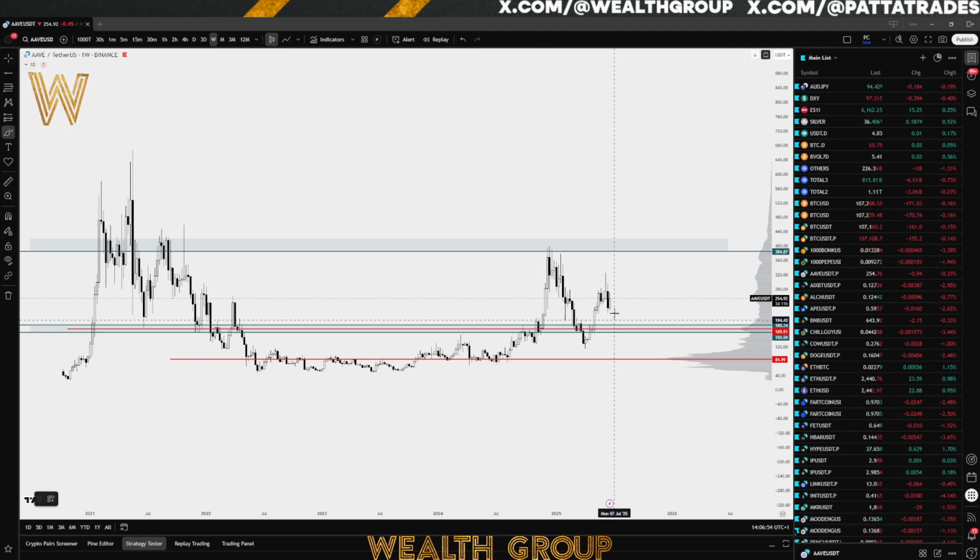Failing to hold probably 150, you'd see AAVE roll over back down towards this high volume node POC. And a lot of the time you find these high volume node POCs are kind of like magnets in the market. You find that price draws to these high volume node areas a lot, especially if it moves from one to the other. In which case, if we fail to hold this high volume node POC, I think we could see a move back down towards this one at 85. So overall, a pretty important place for AAVE to hold.